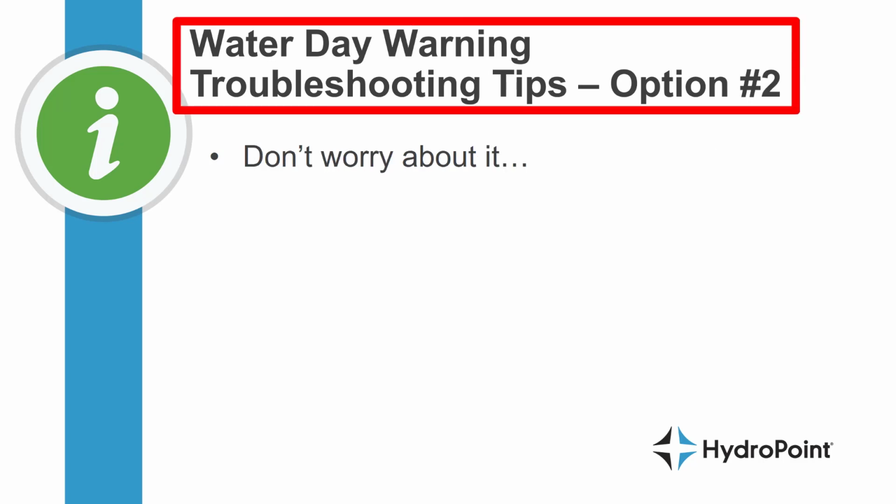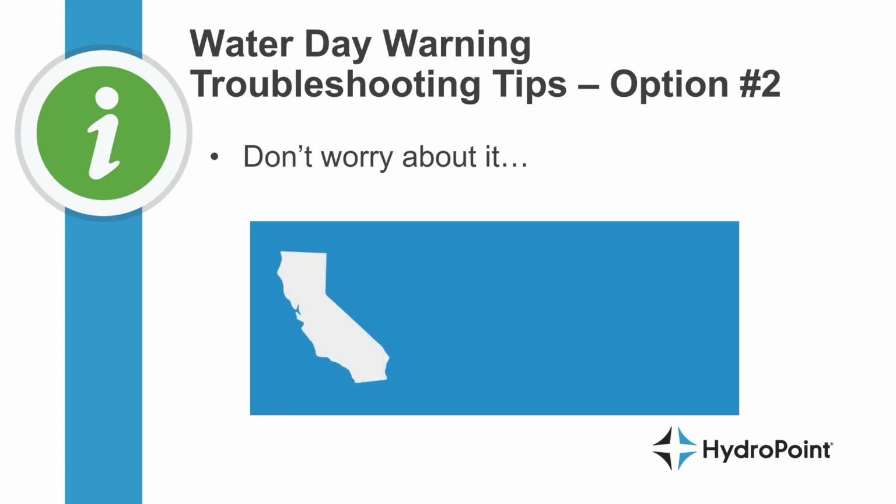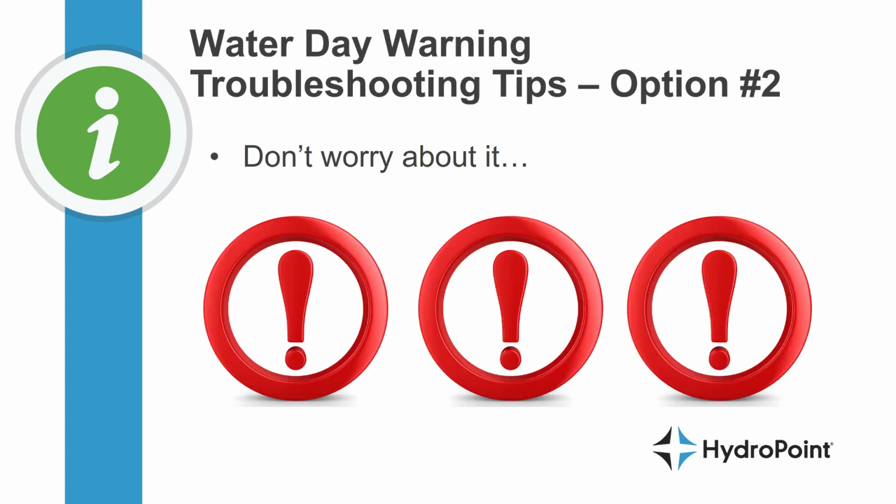Or the second option is to not worry about it. Know that the WeatherTrack schedule is going to do the best it can do in the time that it's allowed. So if you live in an area with mandatory water restrictions, the water day alert is one that might live on that controller through the hottest part of the irrigation season.